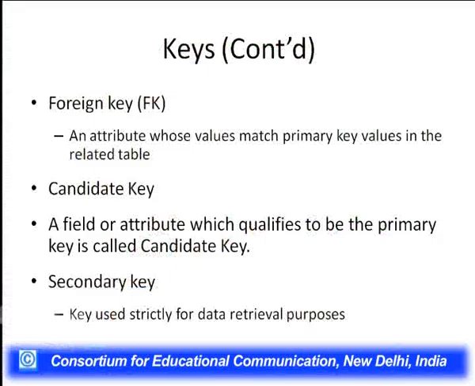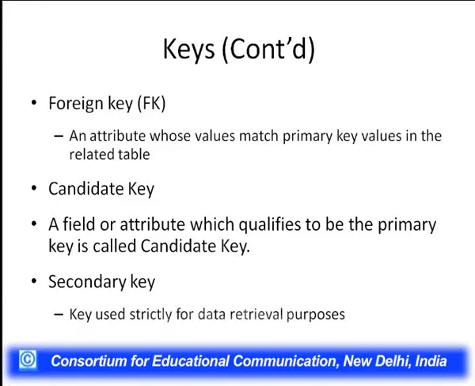Now foreign key, as I said, is the primary key or an attribute whose values match the primary key values in the related table. Then we have the candidate key, where a field or attribute which qualifies to be the primary key is called the candidate key, and secondary key like the mobile number is used strictly for data retrieval purposes.